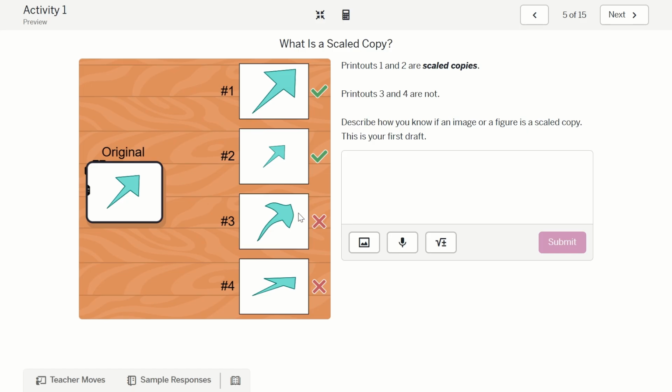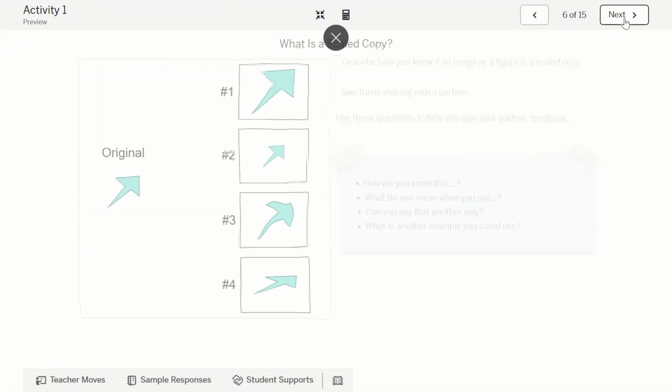3 and 4 are clearly not scaled because they are not the same shape. 3 looks like I kept this in my pocket when it went in the wash, and 4 looks like I tried to buy this on Temu. So they are not the same. Okay? They are completely different.